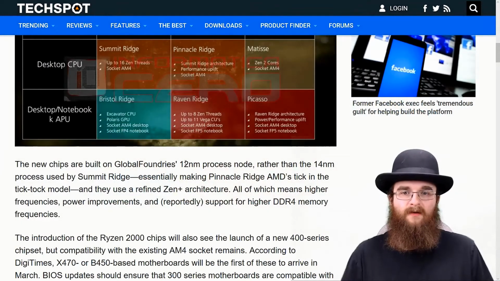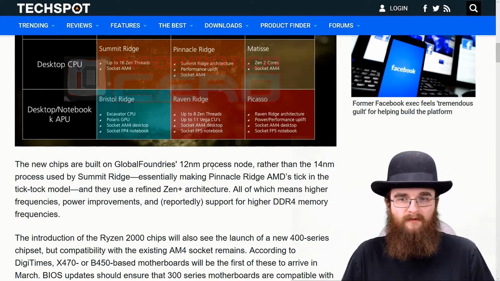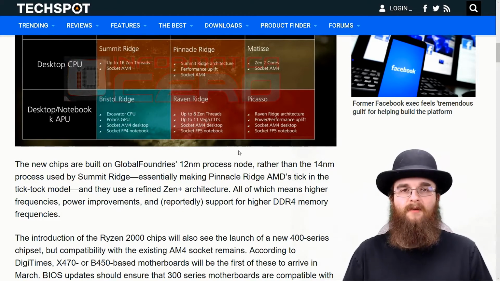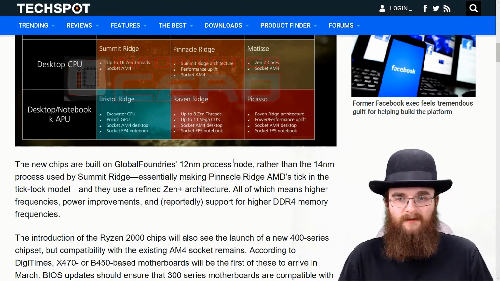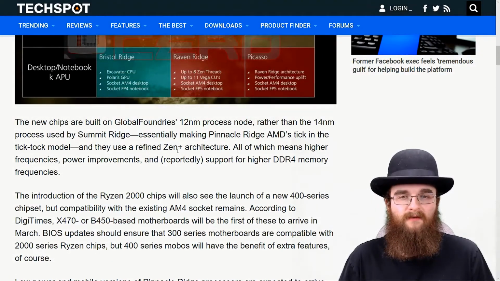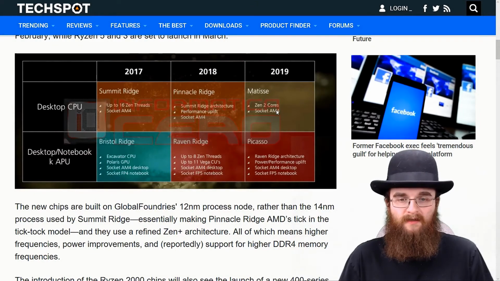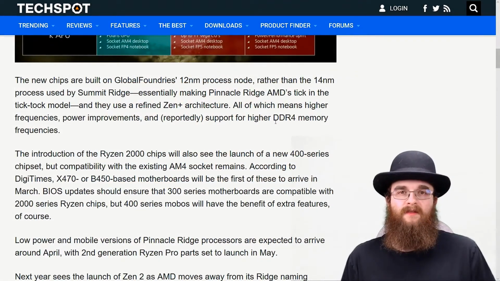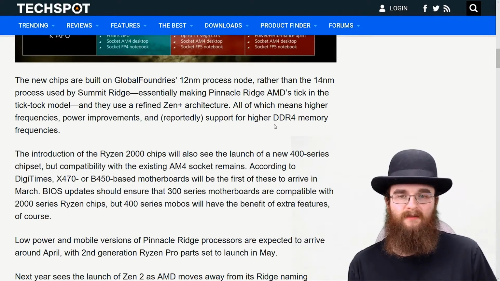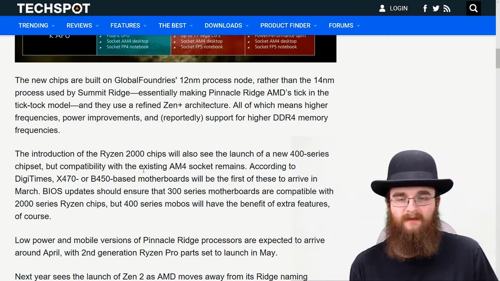The new chips are going to be built on the 12 nanometer process node from GlobalFoundries rather than the 14 nanometer node that they're currently using for Summit Ridge. And it's called Zen Plus rather than Zen 2 because this isn't the full revision, which isn't expected to come out until 2019. So it's definitely going to be very interesting to see what actually launches here in February, if it actually happens in February. But it's expected that the 400 series of chipsets will launch, so the X470 and B450 motherboards, and after that will likely be the cheaper A series boards.